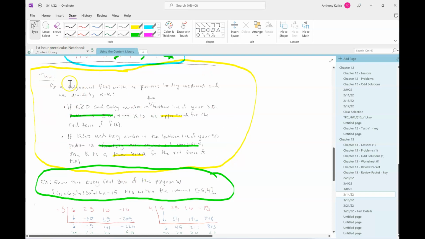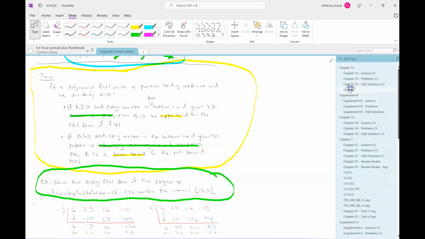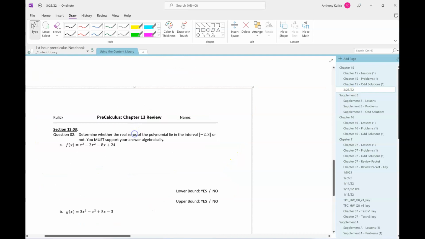This one I've circled in yellow. So basically it says if k is positive, and when you do the synthetic division with k, all the numbers that you get as a result are greater than or equal to 0, then that number k is an upper bound for all your real zeros. So in our case, the number we'd be picking for k is going to be the 3, right? That should be the upper bound. And the lower bound then would be the -2.